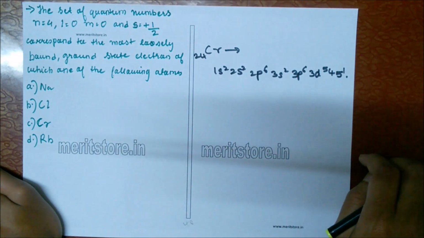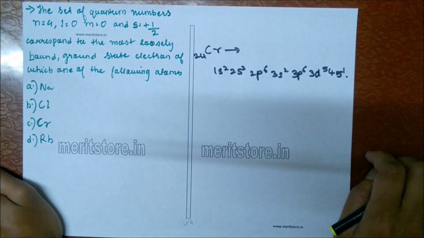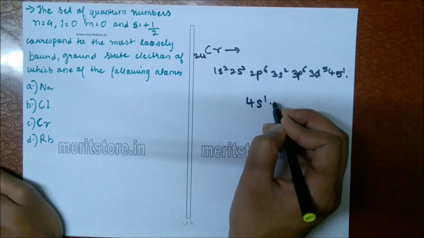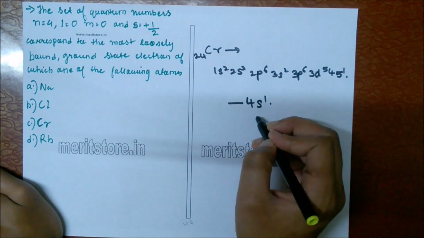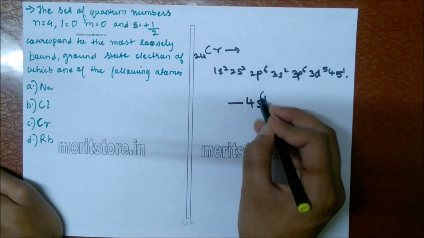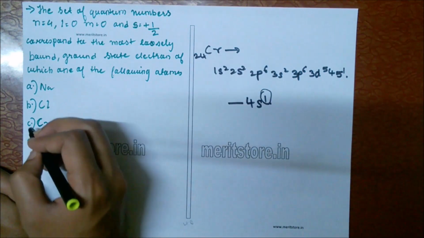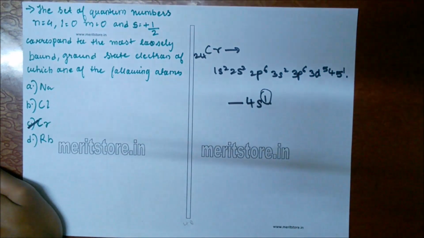So we have given the principal quantum number which is equal to 4. Azimuthal quantum number is 0. So we have to write for 4s1. So n is 4, l is 0, m is 0, and s is equal to plus half is the correct configuration for chromium, option C.